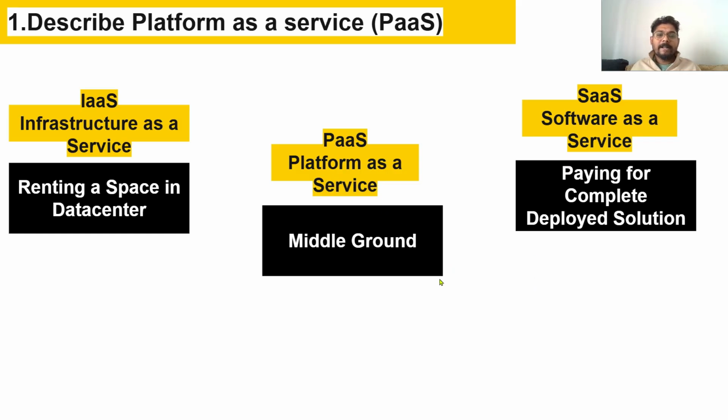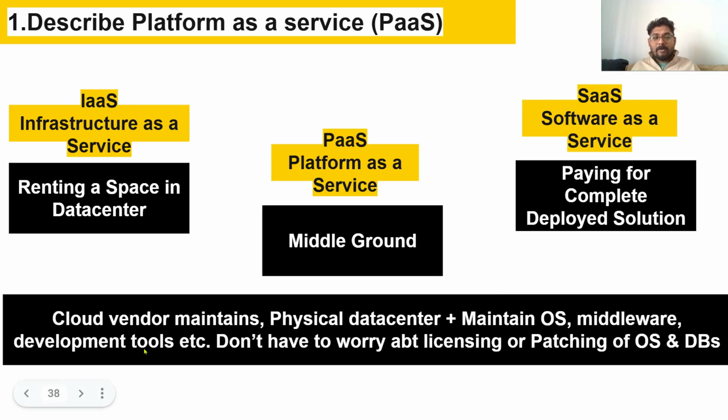So PaaS is a middle ground. We saw the table already. Now cloud vendor maintains physical data center, generally that we get as an offering in IaaS. They do it. They also maintain your OS, middlewares, development tools, etc. Don't have to worry about licensing or patching of OS or DBs. Okay, you don't have to worry. So that is the benefit of a PaaS. This is little more advanced. You get as a package. Okay, so that is PaaS or platform as a service.